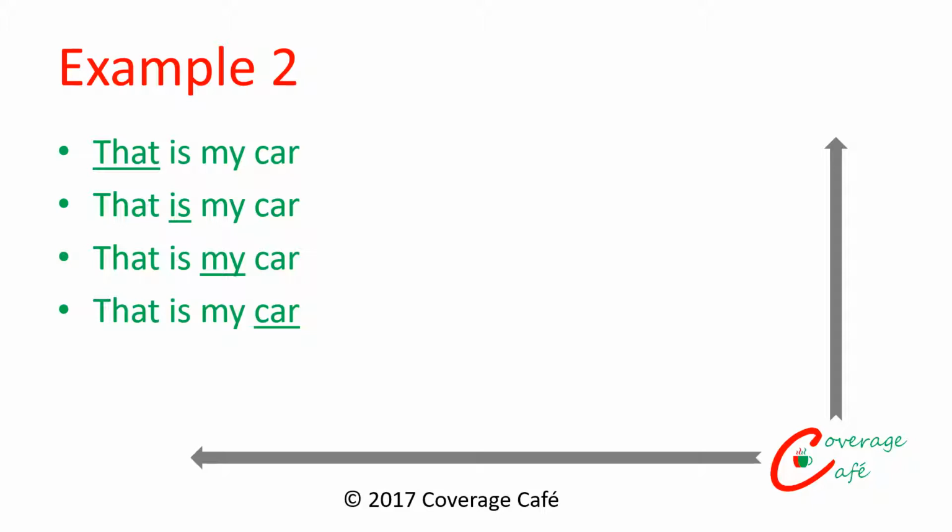So you're stressing on is. That is my car. No, that's not your car, that's my car. Here you're talking about ownership. You're saying, no, that's not your car, that's my car. That's not my scooter, that's not my bike, that's not my dog, that's not my garden, that's my car.